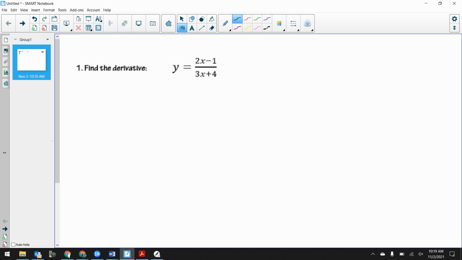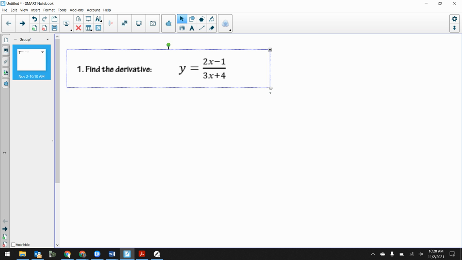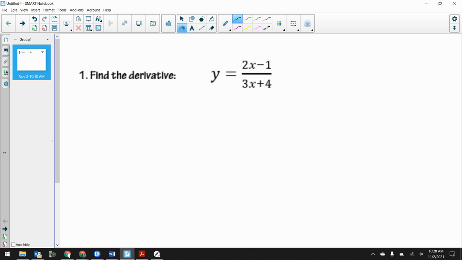Now, how do we know that? Well, I see a fraction. That's plain and simple there. If you see a fraction, you should either try to reduce it some way to get to a polynomial, or just use the quotient rule. Like this one, I can't take 2x over 3x plus 4 and 1 over 3x plus 4 and make it any easier.